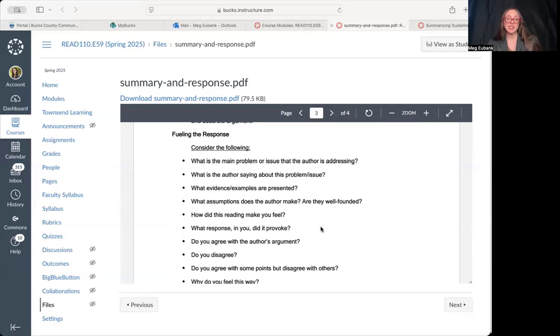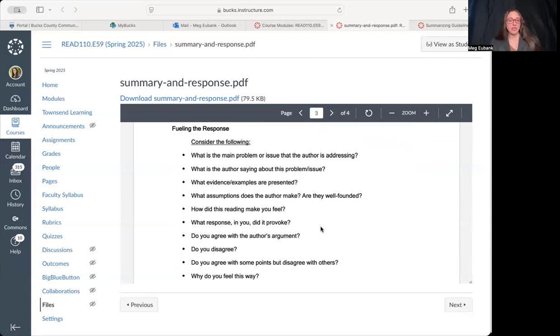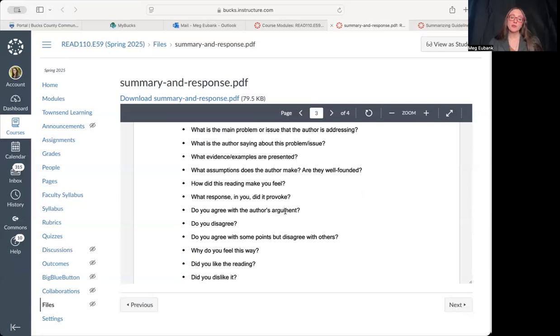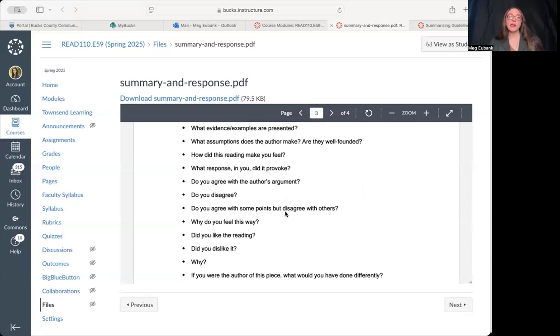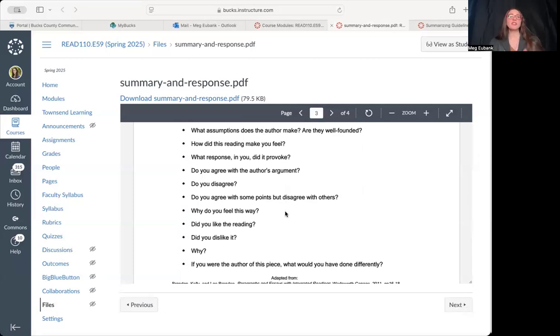So if you need ideas of what to write about, you can look in this handout and see like, okay, so maybe you want to talk about some of these things, like what's the main problem they're discussing? What did they say about the problem? What kind of evidence or examples do they give? Do they have assumptions about something? Do they assume that people already know about the topic? That kind of thing. How does it make you feel? What response does it provoke in you? Do you agree or disagree? So thinking about all these things can give you something as you're doing the response part of the summary and response paper.